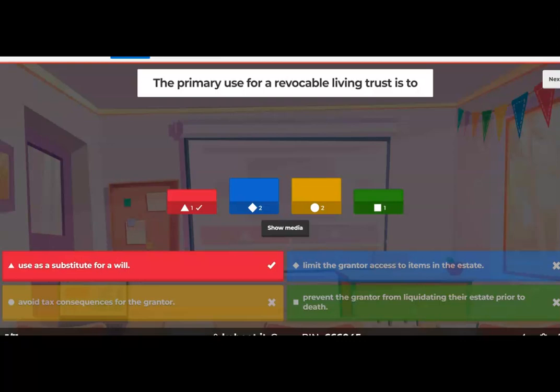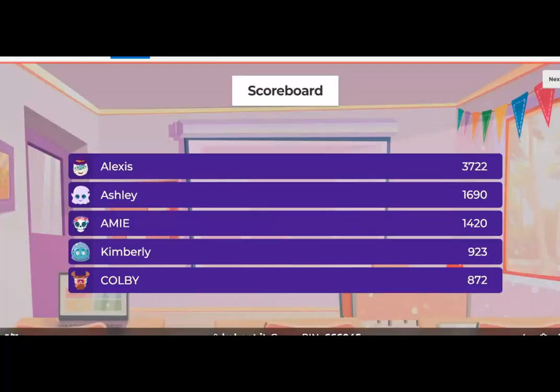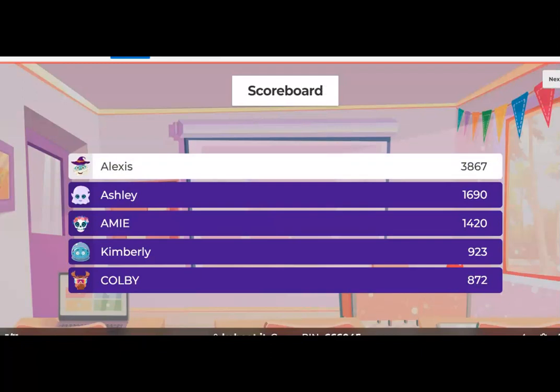Good. But yes, it does substitute for a will, because the assets of the trust will be given to the beneficiaries according to the instructions, and that could include upon the demise of the trust grantor. Being revocable, by the way, means the trust grantor can change their mind. If they want to name new beneficiaries, they can do that.